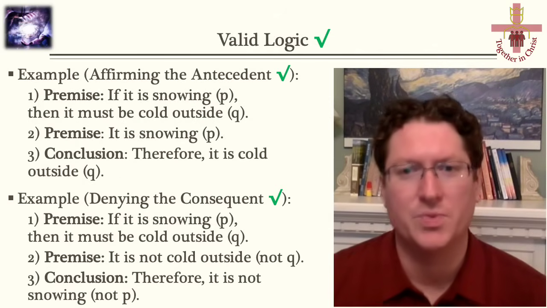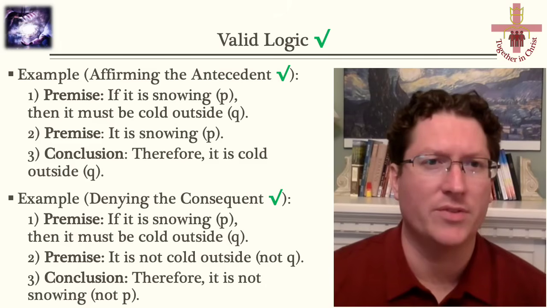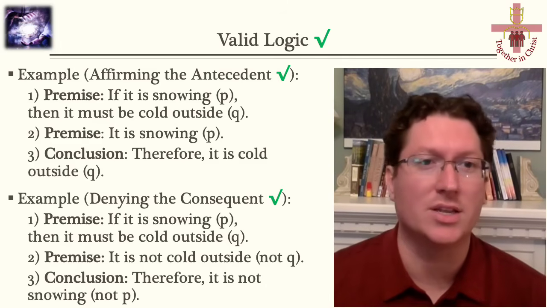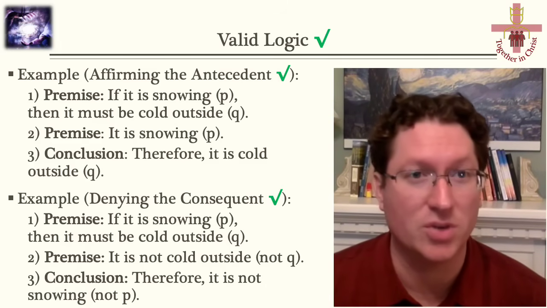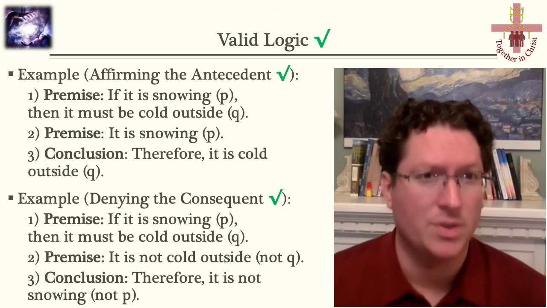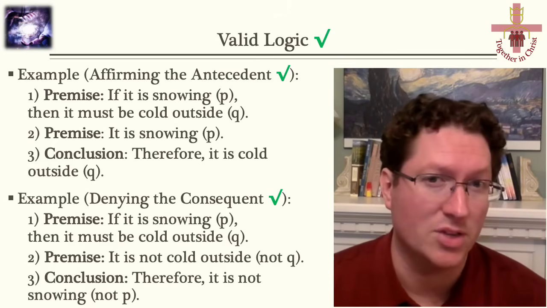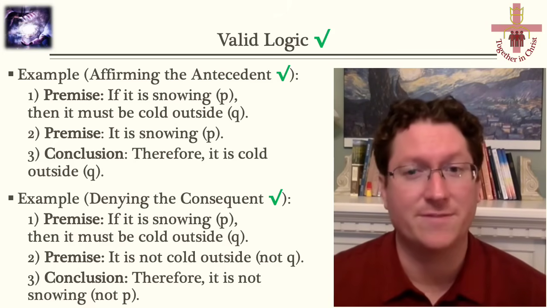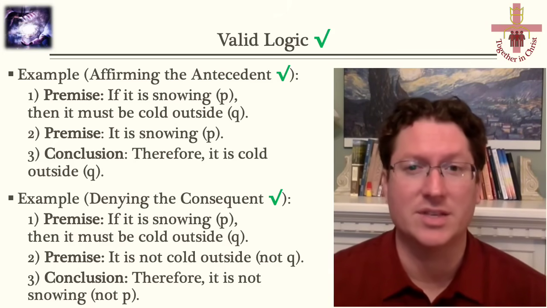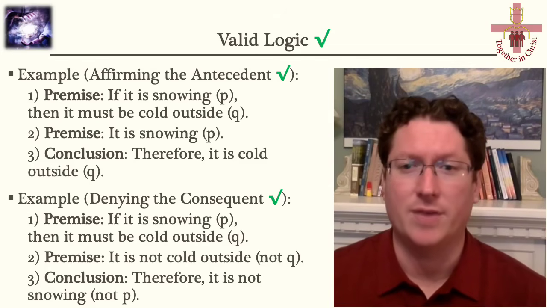Valid logic. So the argument before you: first premise, if it is snowing, P, then it must be cold outside, Q. Second premise, it is snowing. That's affirming the antecedent, affirming what goes before, the if statement. And then the conclusion, therefore it is cold outside, Q. So this is valid because it affirms the antecedent. That is, the second premise, it's snowing, affirms the first, P, the antecedent.